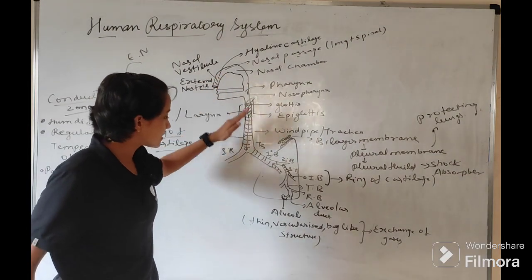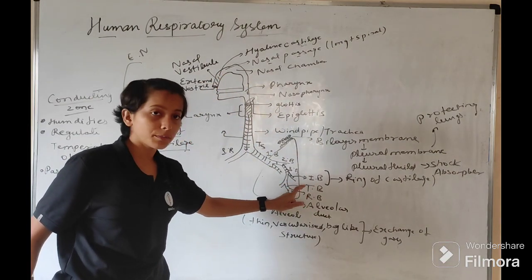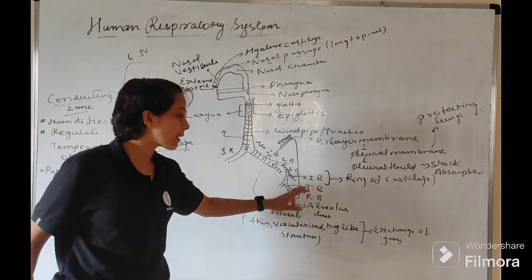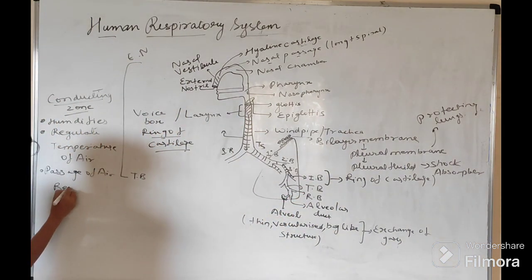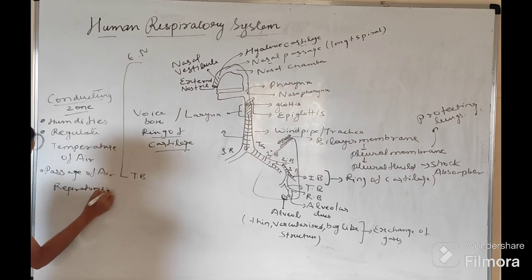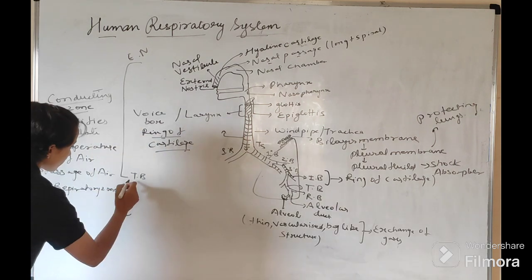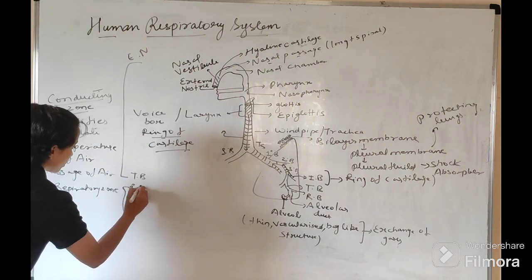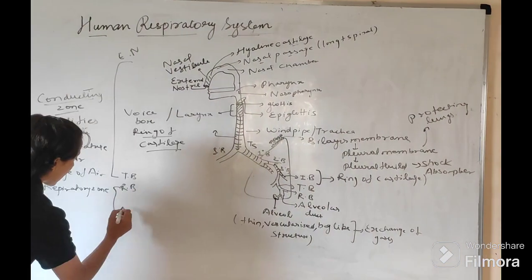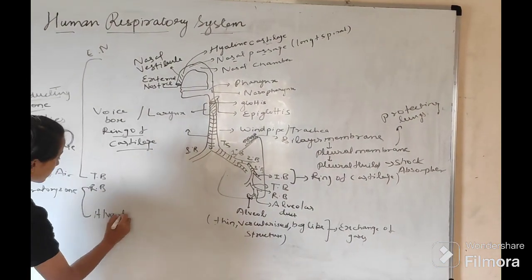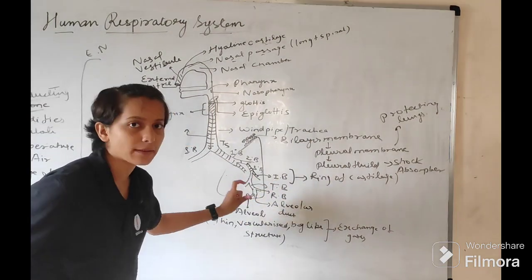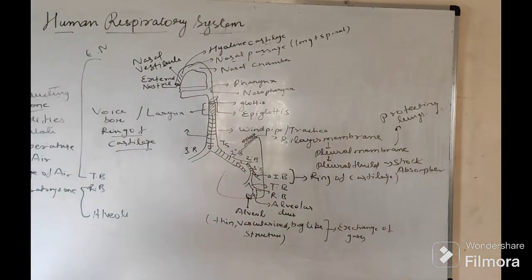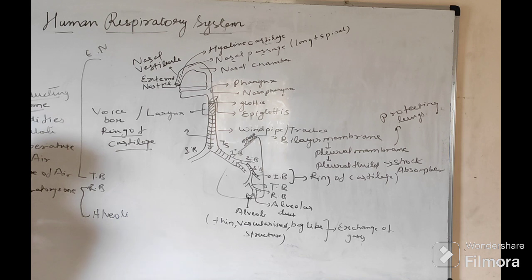The part from the terminal bronchiole up to the level of the alveoli is known as our respiratory zone. Clear? That's starting from the respiratory bronchiole and going till the level of our alveoli. What is the role of the respiratory zone? This zone helps in the exchange of gases.